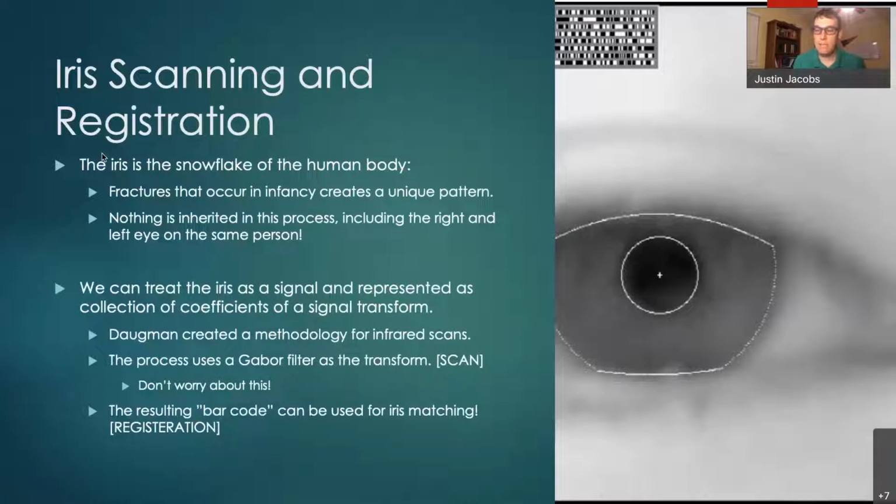What happens is when you're born as a baby, your rods and cones haven't quite formed fully. And over those first 3 months, they start to fracture and break. And that's what builds this unique pattern.